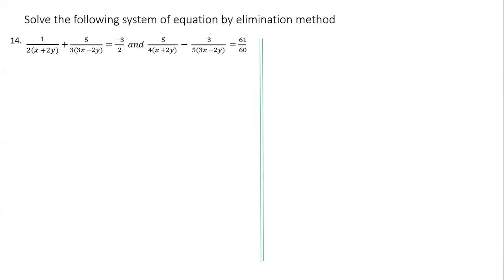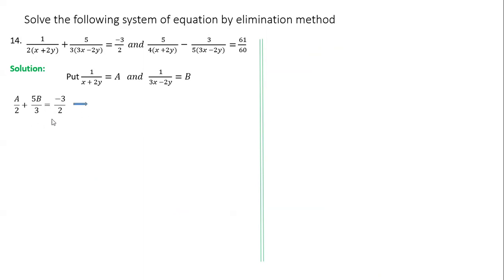14th question. Now say this. 1 upon 2 bracket x plus 2y, 3x minus. So in this case, put 1 upon x plus 2y as a, and put 1 upon 3x minus 2y as b. Put that, it becomes a upon 2 plus 5b upon 3 equal to minus 3 upon 2.